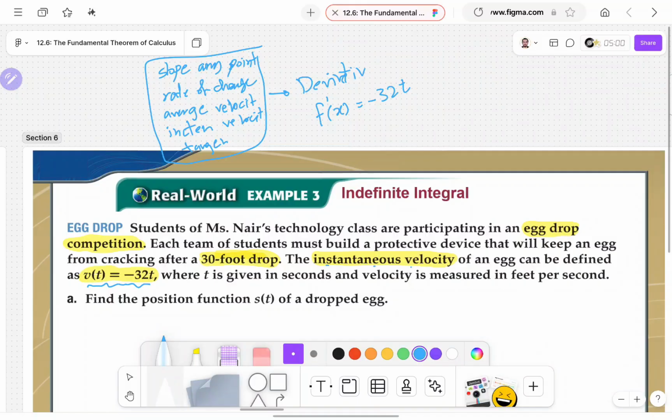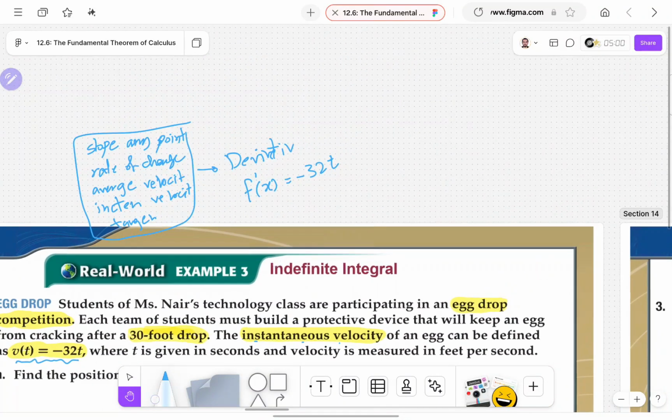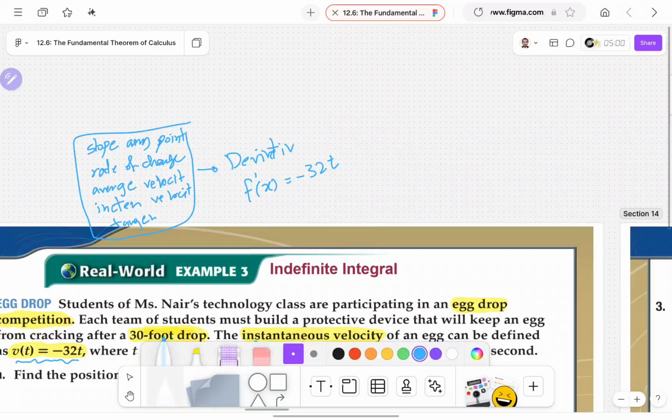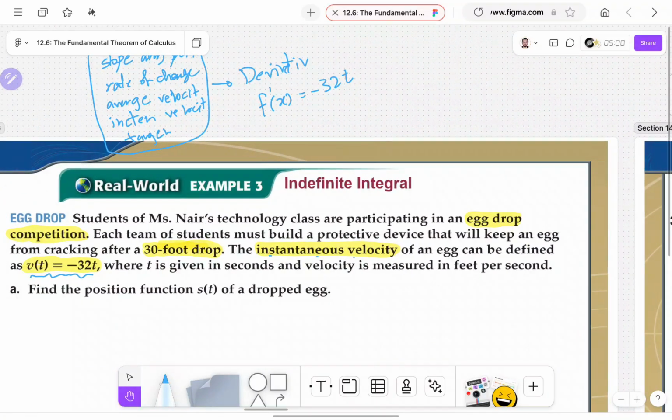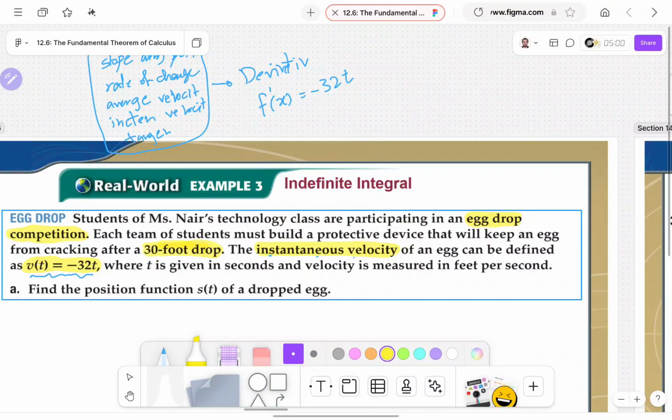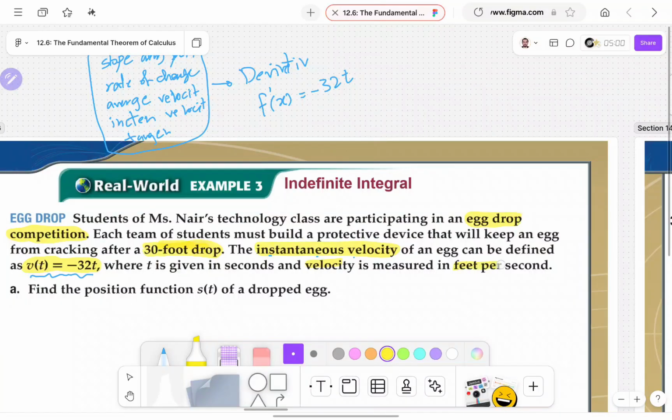Now, what should I do to find the antiderivative for this? So the antiderivative for this will be the original equation. I told you the antiderivative is the original equation. Okay, for example, let's say now, okay, before the example, let's continue the question, then I will explain to you. Now, where t is given in seconds and velocity is measured in feet per second, find the position function of a dropped egg.